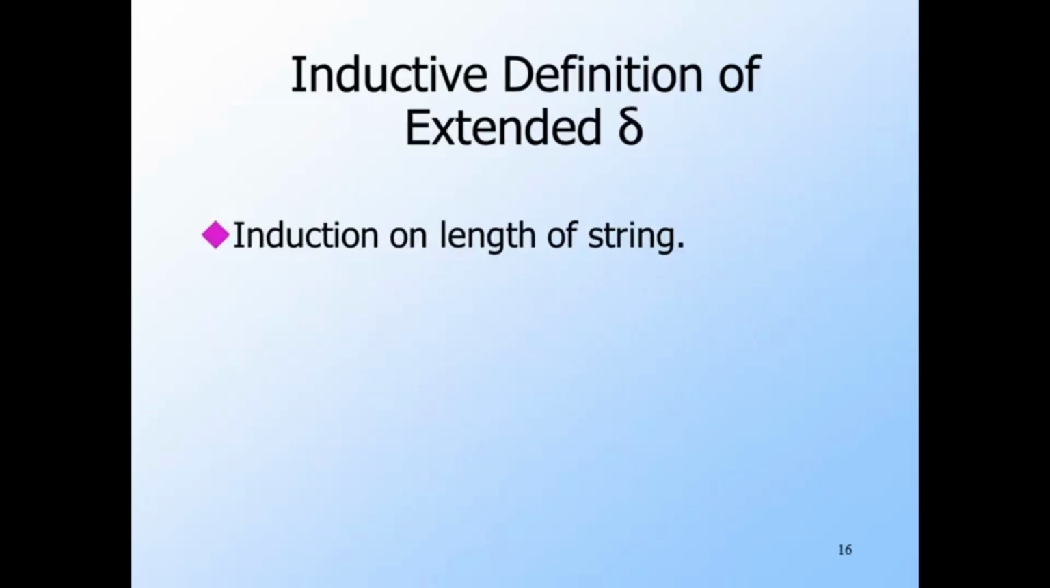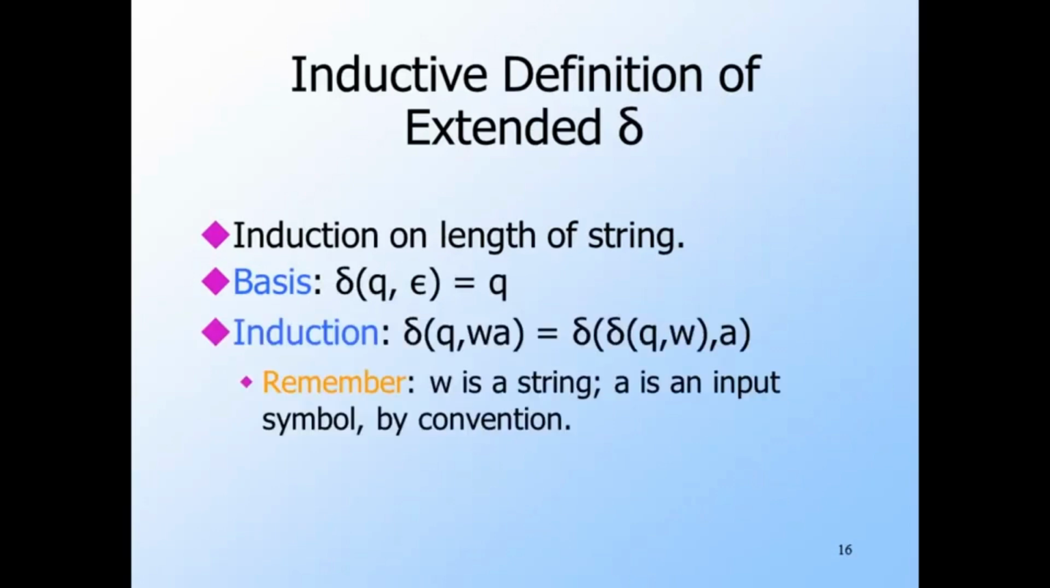The definition of the extended transition function delta is an induction on the length of the string to which this function is applied. For the basis, delta of q and epsilon is q. That is, if you are in state q and no input symbols arrive, then you stay in state q. For the induction, suppose the input string is wa. By our convention, w is a string of some length, possibly 0, and a is a single symbol.